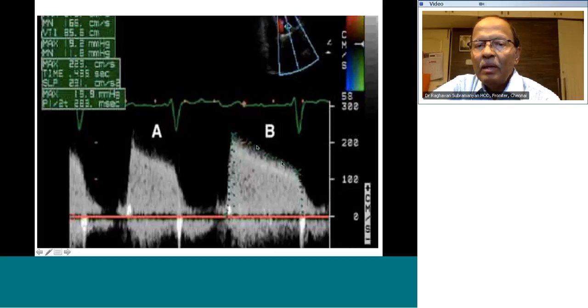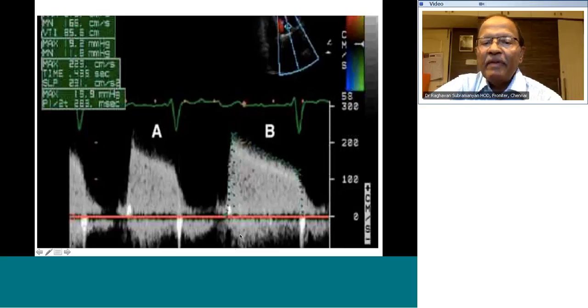Okay. So the mitral gradient in mitral stenosis shows early diastolic and late diastolic gradients. It shows that the pressure half time would be increased. All of this indicates that there is significant mitral stenosis.